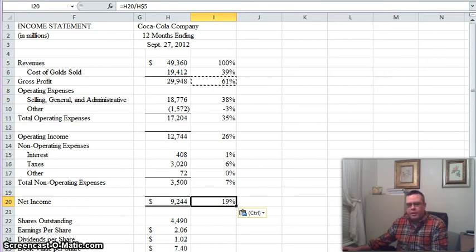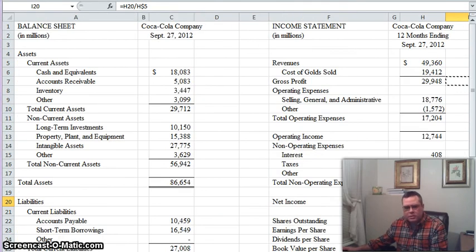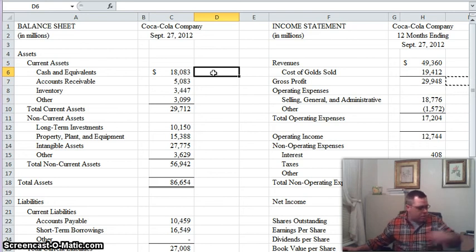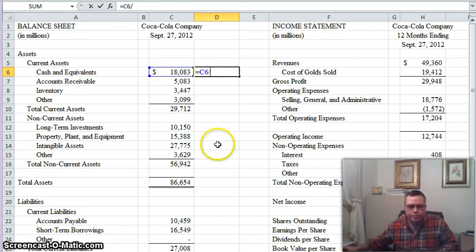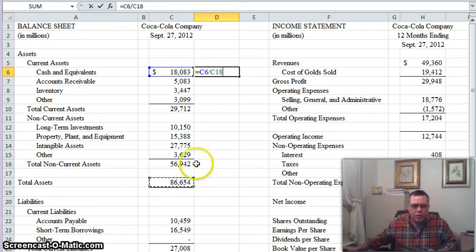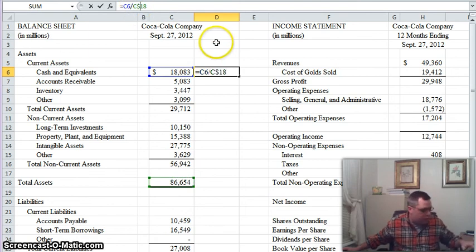Alright, now we're going to look at the balance sheet and do common size statements. We don't divide by revenues over here, we divide by total assets. So I would do equals cash and equivalents divided by total assets. And again, I'm going to put my little dollar sign right in front of the 18.